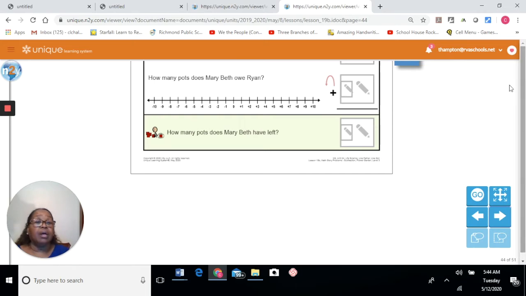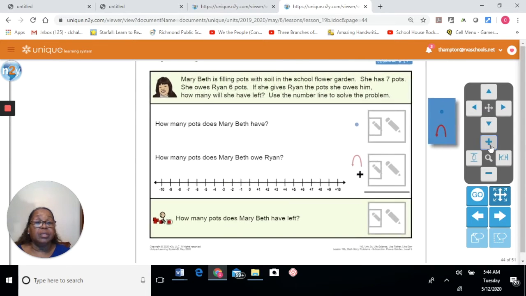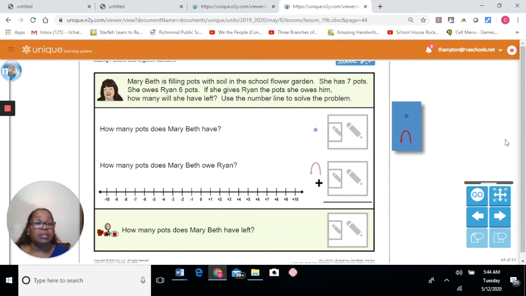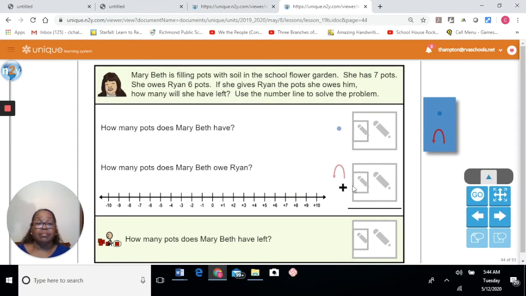Let's try another one. I'm going to move this down so I can read it and make it a little bit bigger so I can see it. All right. Mary Beth is filling pots with soil in the school flower garden. She has 7 pots. She owes Ryan 6 pots. Okay, so if she has 7, we know that we're going to start with a positive 7. Now she owes Ryan 6 pots. If she gives Ryan the pots she owes him, how many will she have left?